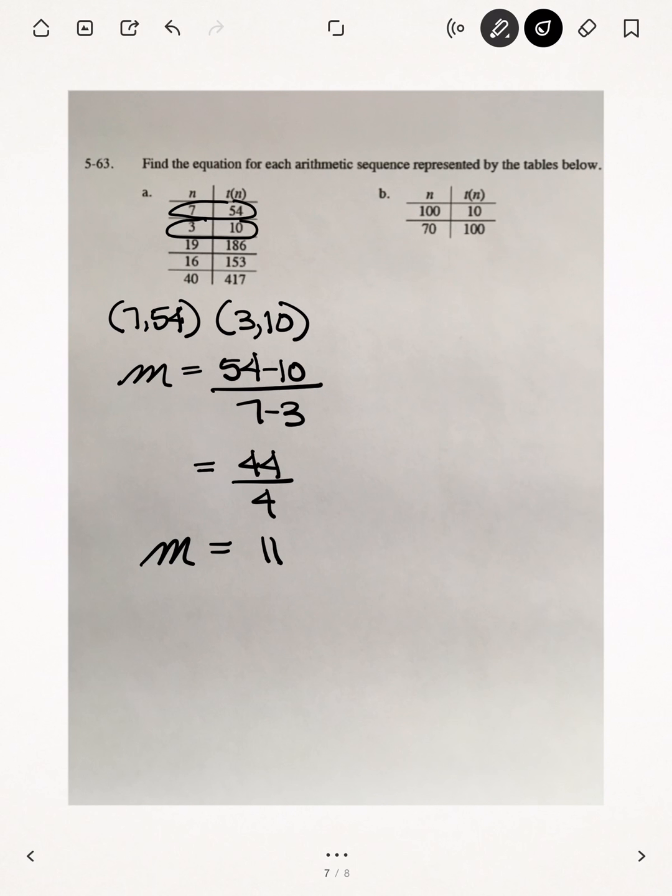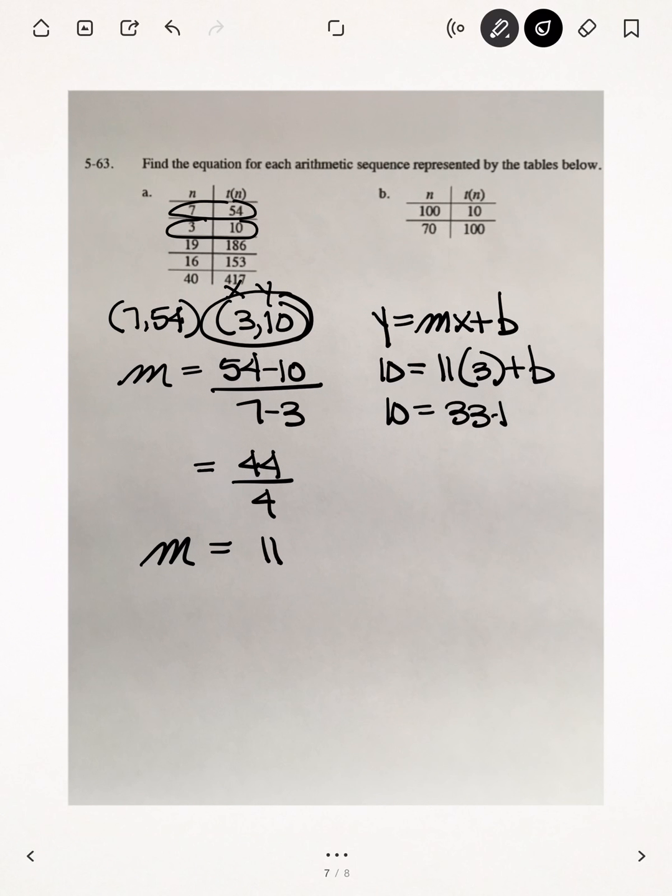But to write the equation, I have to also find b. So again, even though I'm not really supposed to use y equals mx plus b, I'm going to write that one down. And I'm going to pick one of these points. I think I'm going to pick this one. This is my x and this is my y. So my y is going to be 10, is equal to the slope, which is 11, times my x, which is 3, plus b. I get 10 equals 33 plus b. Subtract 33 from both sides, and I get b equals negative 23.